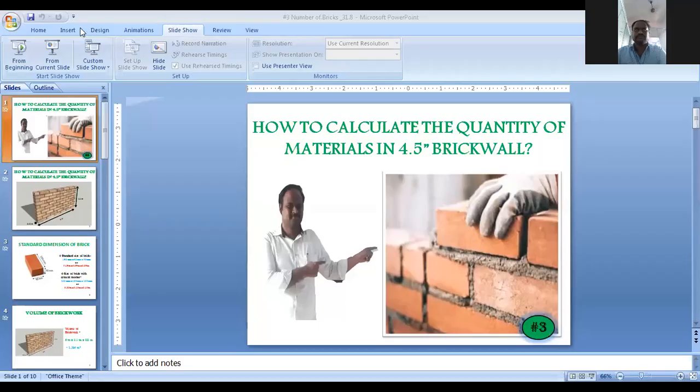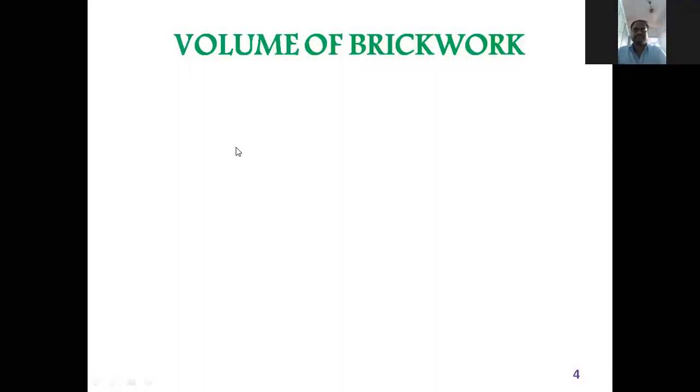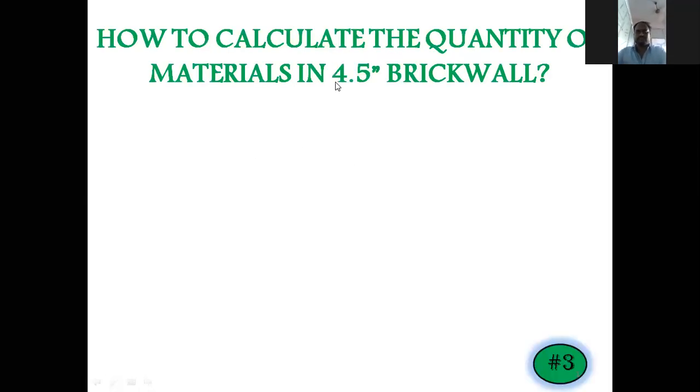I am Swaminathan. I am going to take a class on estimation and quantity subject. In that part, I am going to take how to calculate the quantity of materials in a 4.5-inch brick wall. Now I am going to share the screen. How to calculate the quantity of materials in a 4.5-inch brick wall.